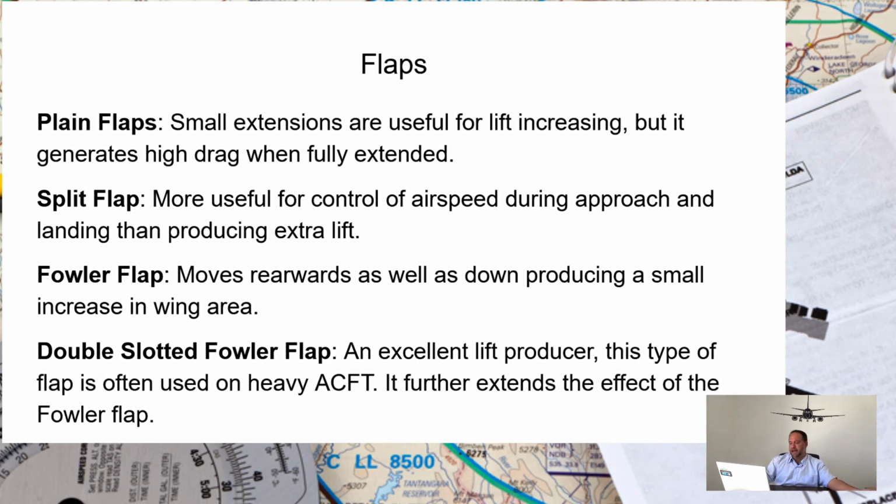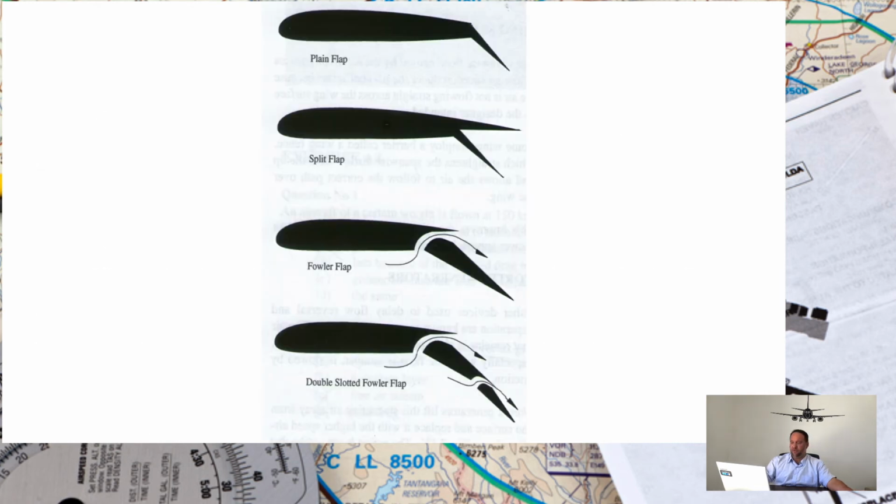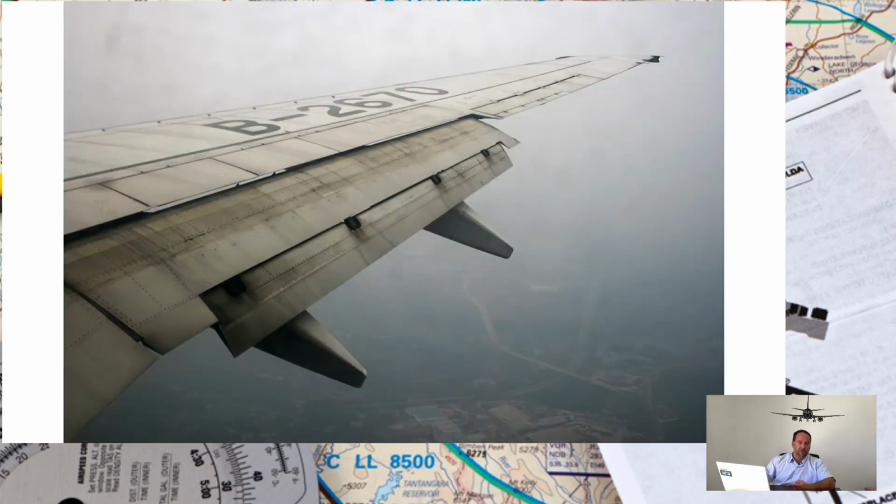Flaps: we have the plain flap, split flap, Fowler flaps, and double slotted Fowler flaps. The double slotted Fowler flap is the one you use on the major aircraft. They are very nice. The Fowler flaps increase the size and the shape of the wing. The double one, as you can see here, we use on major aircraft, like bigger aircraft. This one really increases lift.